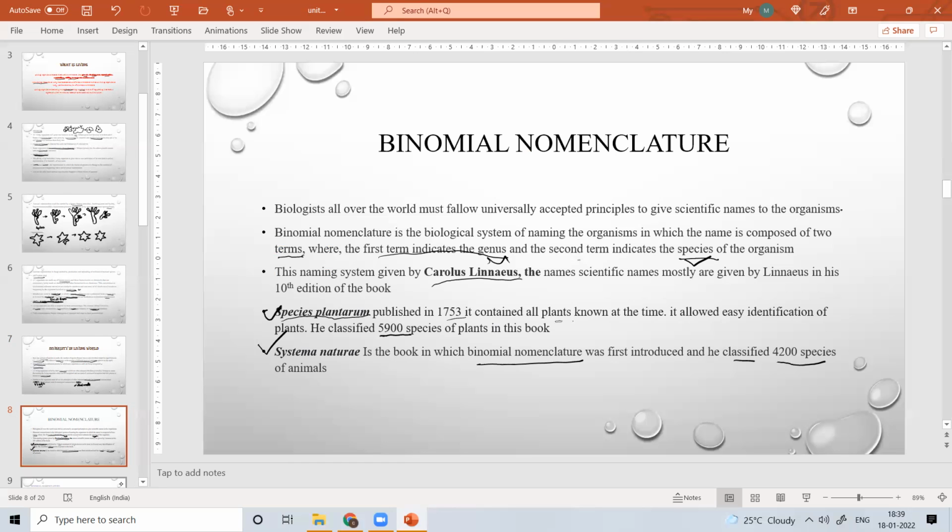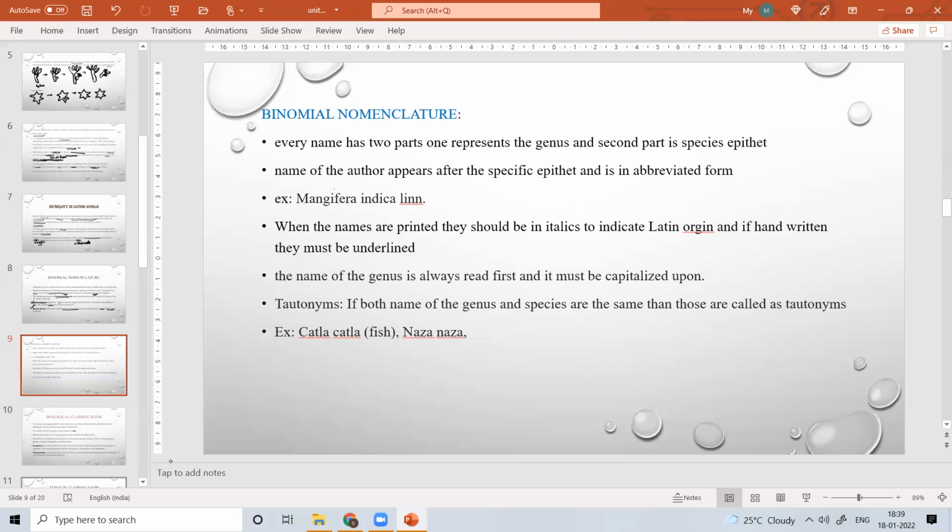So what is binomial nomenclature? As the name indicates, bi means two and nomial indicates name. So every name has two parts, as we already discussed. One represents the genus and the second part represents the species epithet.